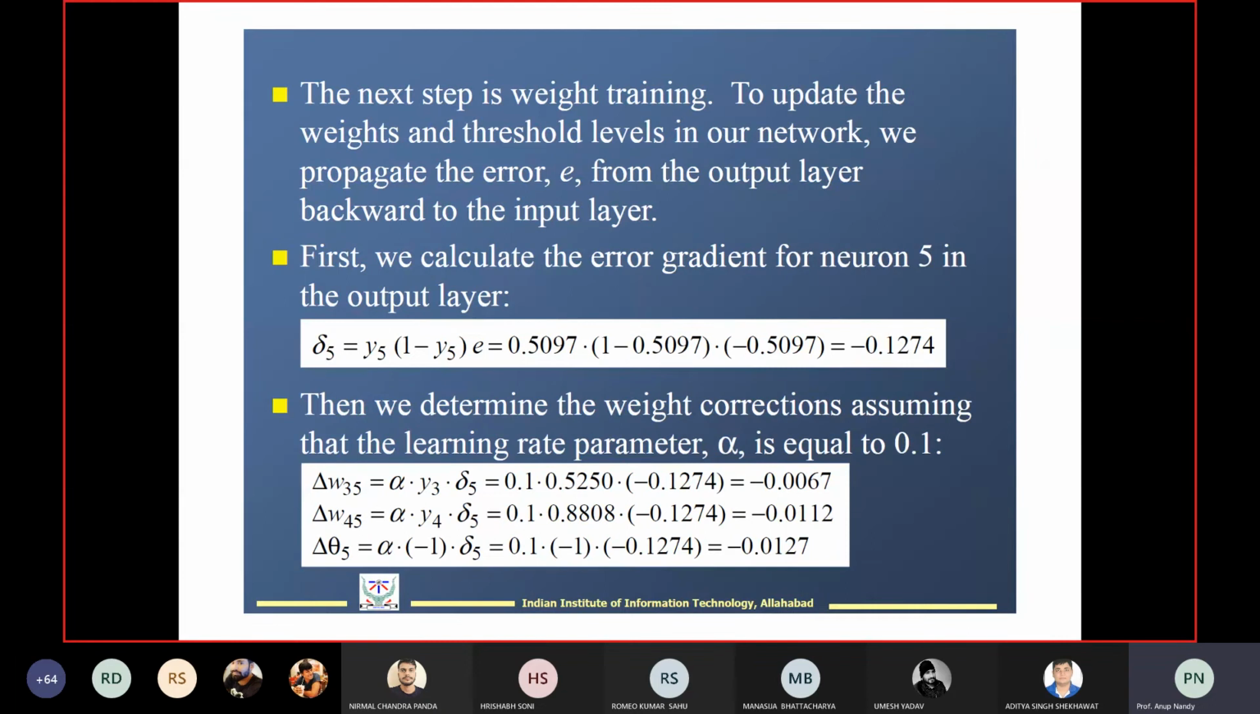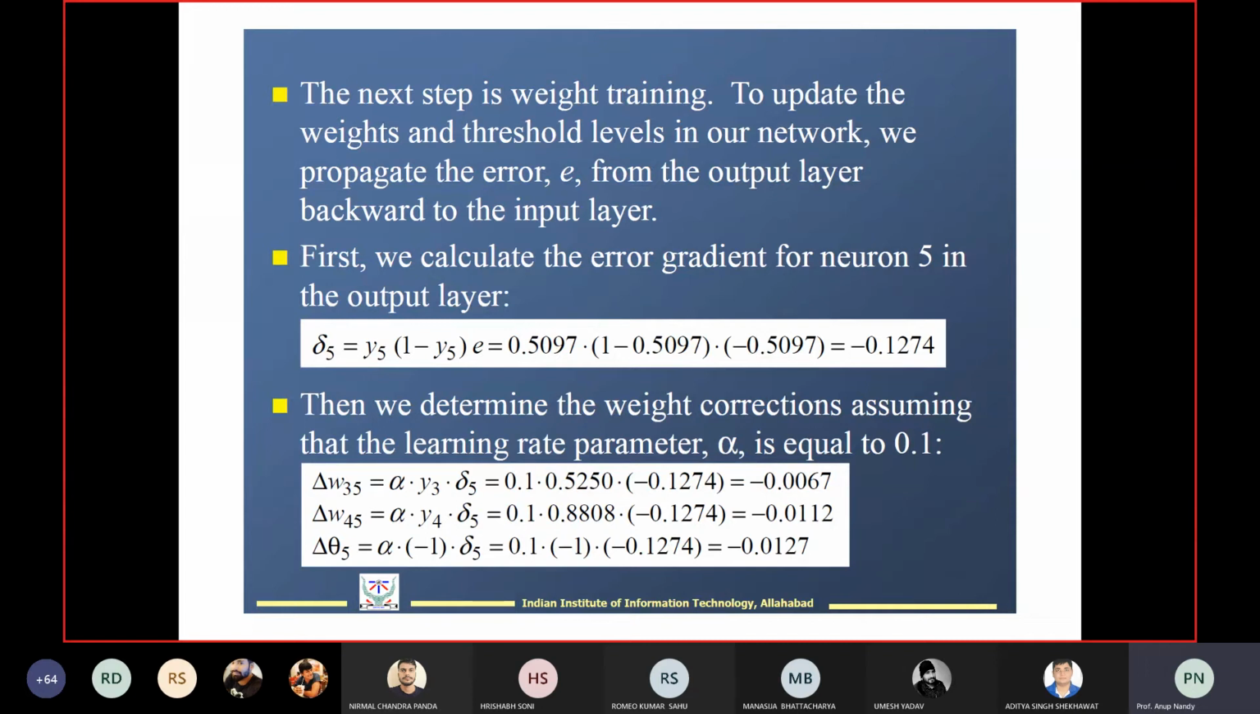Now the next step is, this much error has occurred. Okay, now the next step is called weight training. To update the weights and the threshold values in our network, you have to propagate this error e from the output layer backward to the input layer.